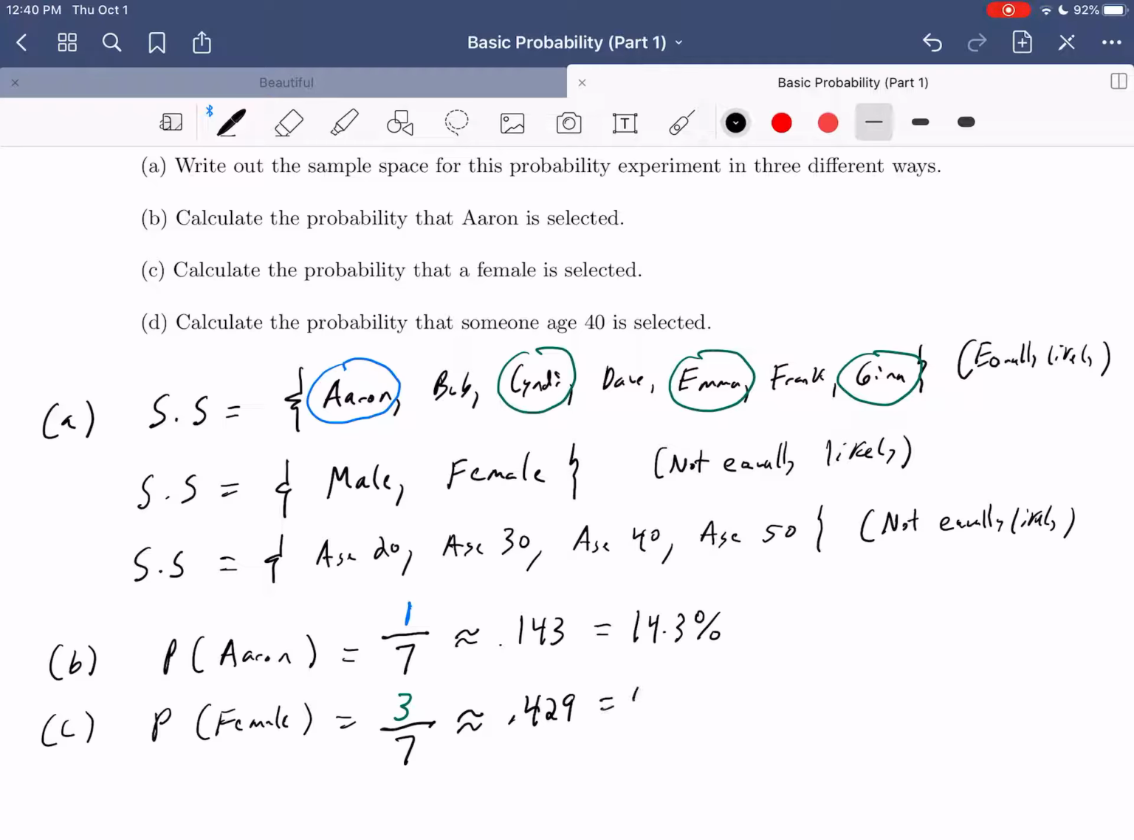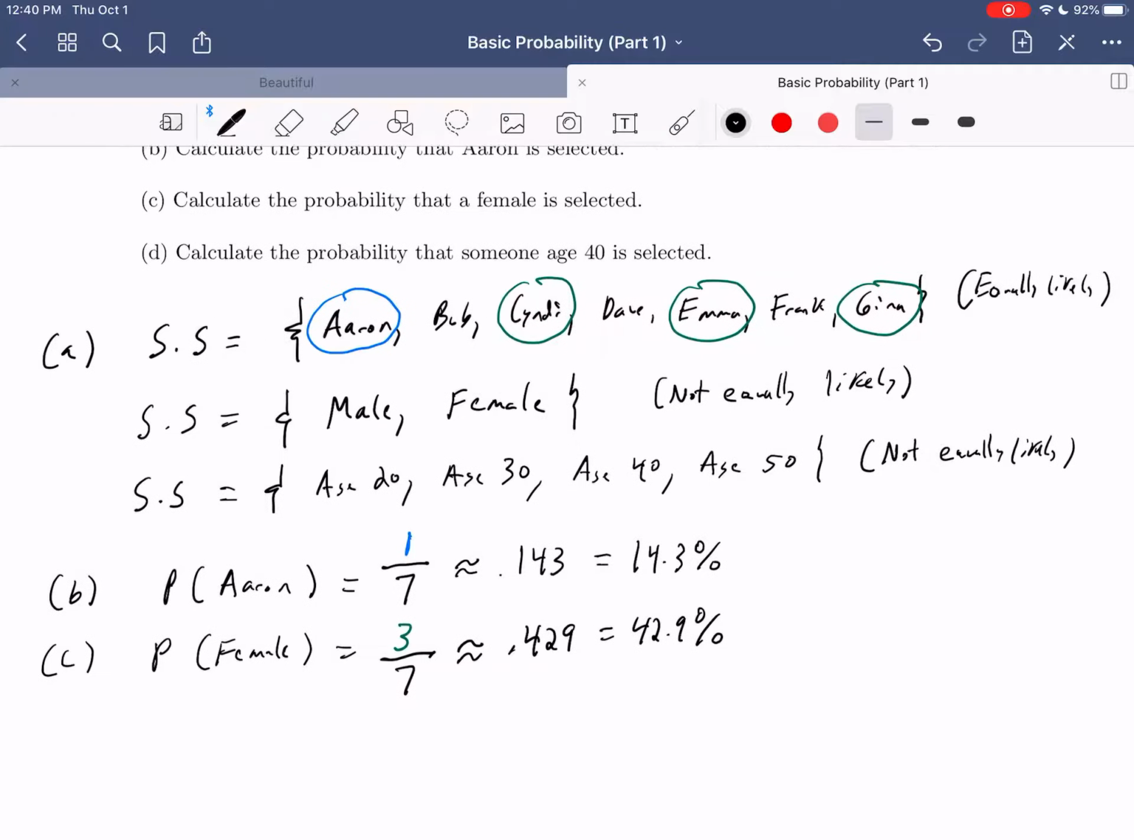Which would give us 42.9%. So if we pick a person at random from this room, the chance that they would be female is 42.9%. And that's coming from the fact that we would achieve getting a female if we chose Cindy, Emma, or Gina, 3 out of the 7 people.